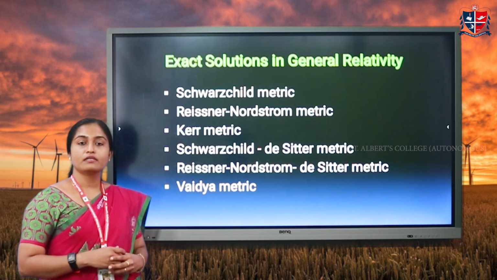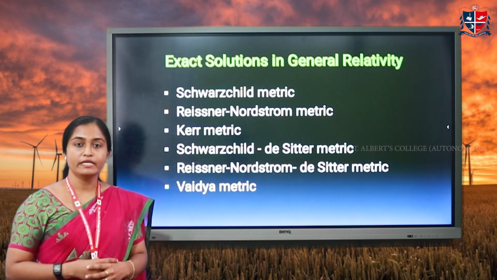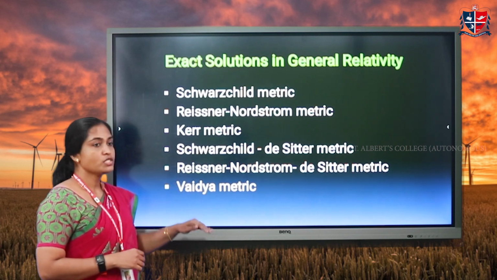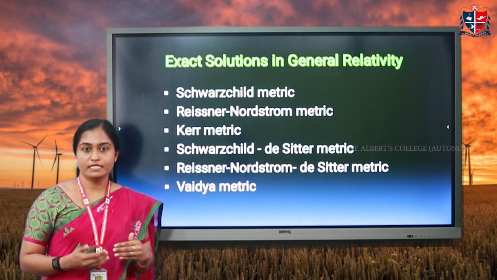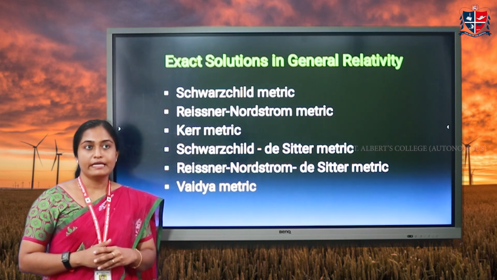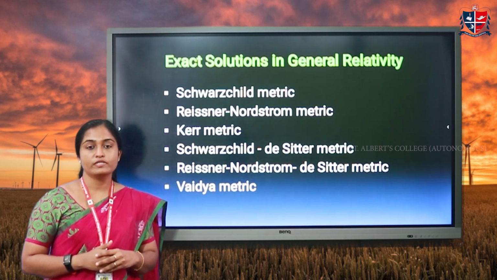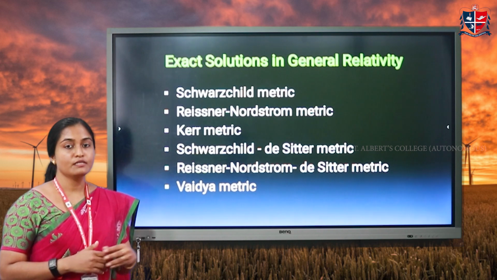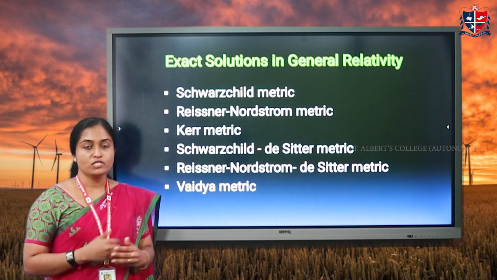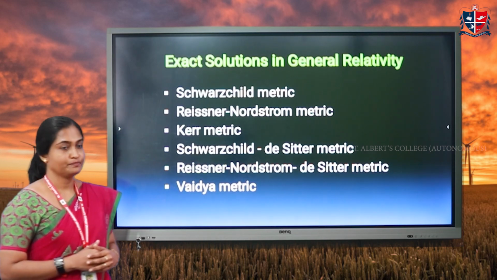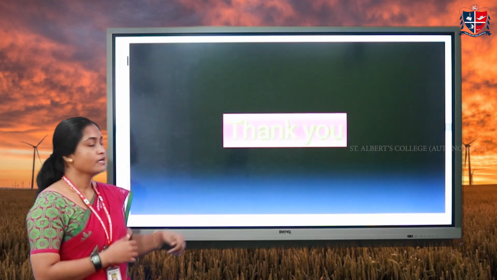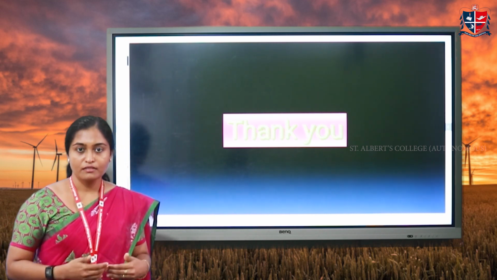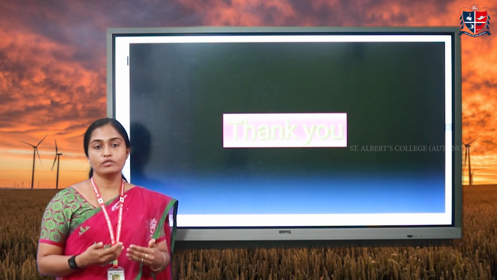Now, the Vaidya metric. This solution was invoked by the Indian physicist Prahlad C. Vaidya. Here, the solution is for a non-rotating star. We can explain primordial black holes which emit Hawking radiation with the help of the Vaidya metric, because here the mass is varying with time. Such a solution is possible with the Vaidya metric. Here I have listed only a very few exact solutions. There are very few exact solutions.